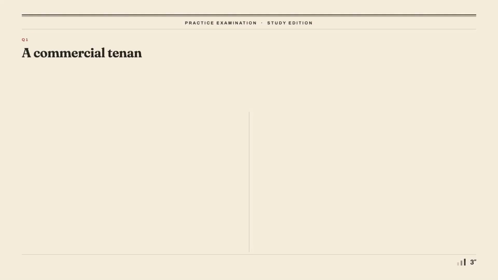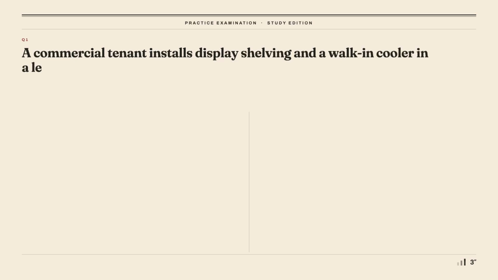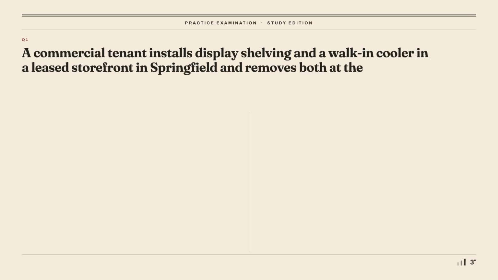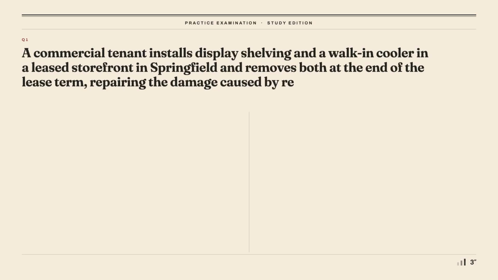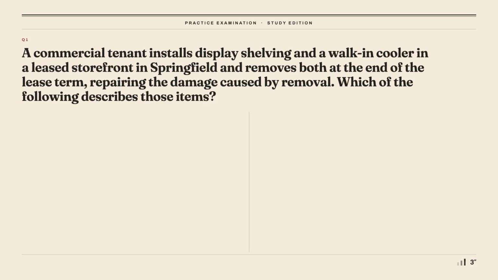Question 1. A commercial tenant installs display shelving and a walk-in cooler in a leased storefront in Springfield, and removes both at the end of the lease term, repairing the damage caused by removal. Which of the following describes those items?